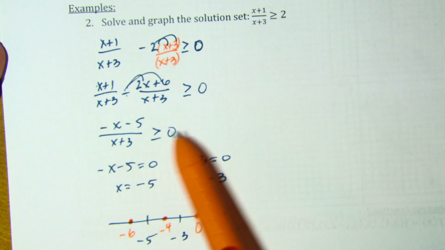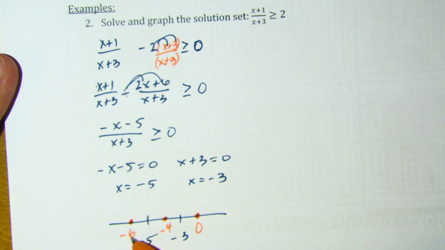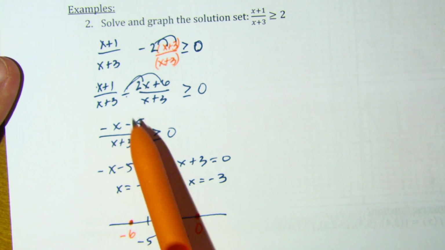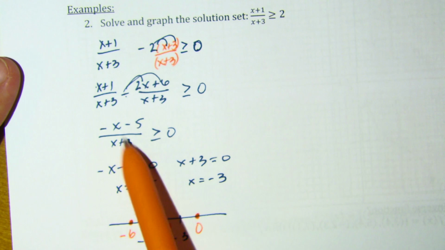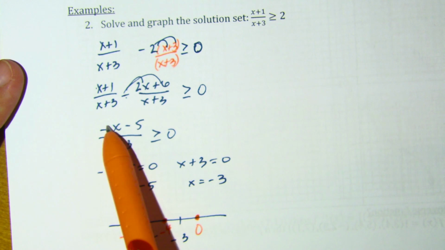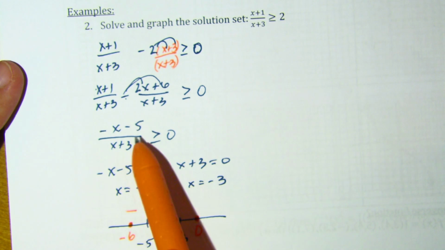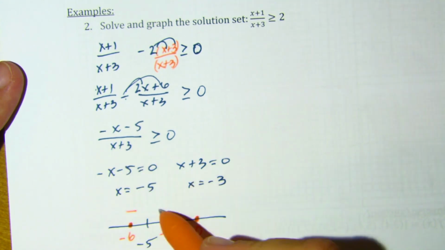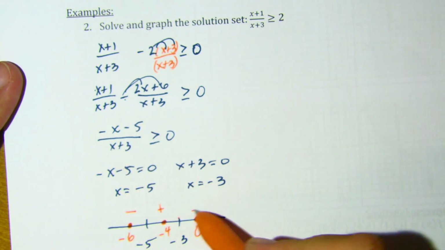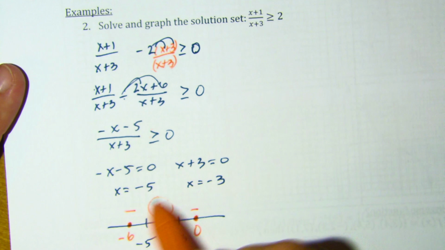And plugging those into the original expression here, where it's greater than or equal to 0. Plugging in negative 6, the negative times the negative is positive 6, minus 5 is a positive, negative 6 plus 3 is a negative, and a positive divided by a negative is a negative. Plugging in negative 4, negative times a negative is 4, 4 minus 5 is negative 1, and then negative 4 plus 3 is negative 1, and a negative divided by a negative is a positive. Plugging in 0, that goes away, a negative divided by a positive is a negative. Now in this expression, again, it's greater than or equal to 0, so we want where this is positive.